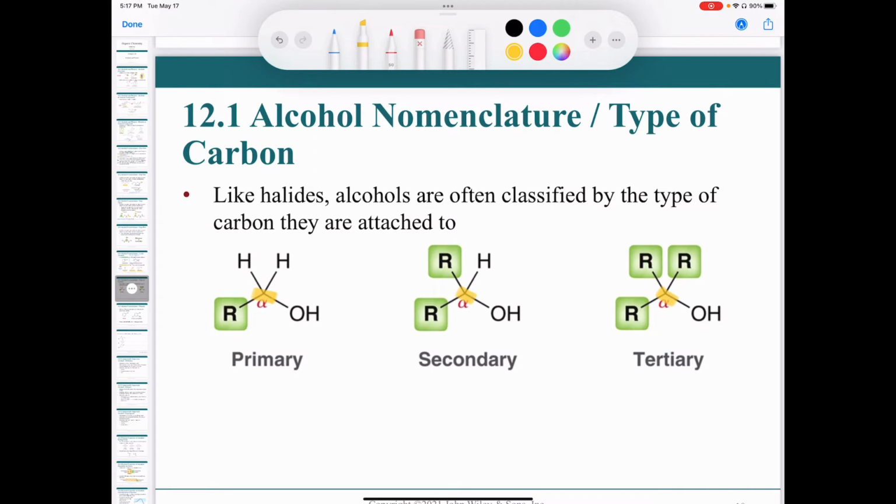If the alpha carbon is attached to only one R group and 2 hydrogens, we call that a primary alcohol. If it's attached to 2 R groups and 1 hydrogen, we call that a secondary alcohol. And if it's attached to 3 R groups and no hydrogens, we call that a tertiary alcohol. Tertiary alcohols are kind of interesting because primary and secondary alcohols can be oxidized, whereas a tertiary alcohol cannot undergo oxidation. And that's something that we're going to see a little bit later in the class.